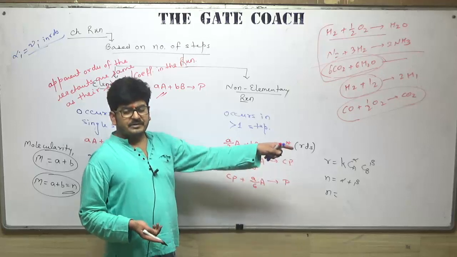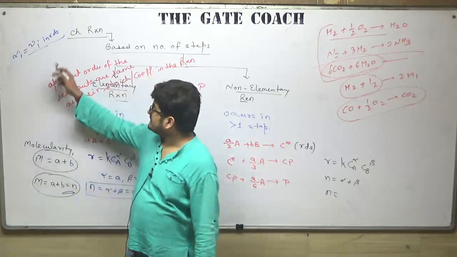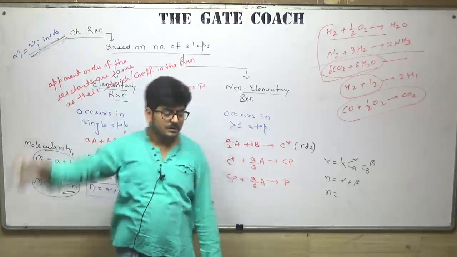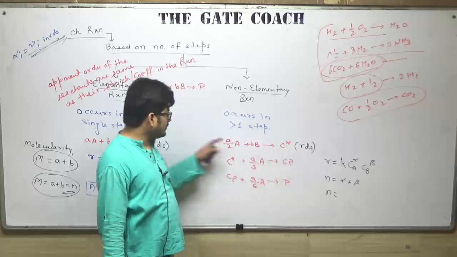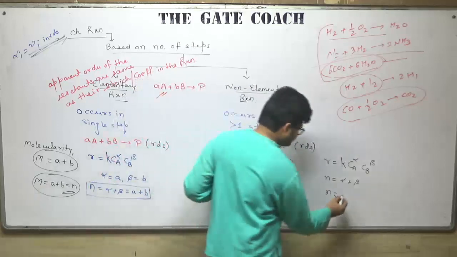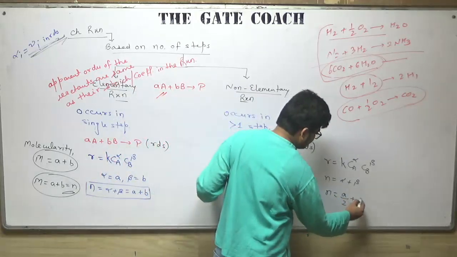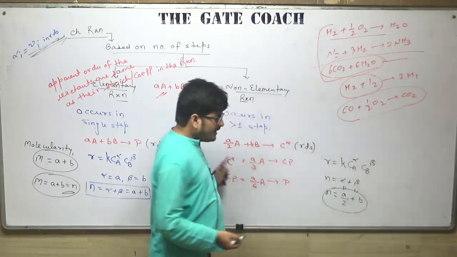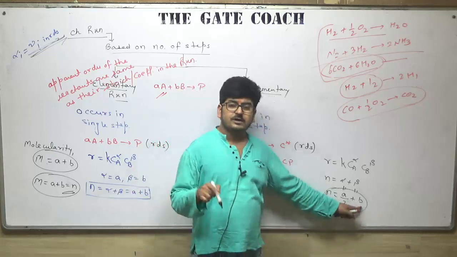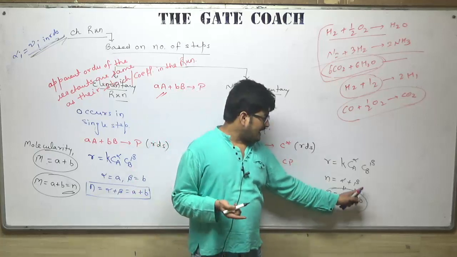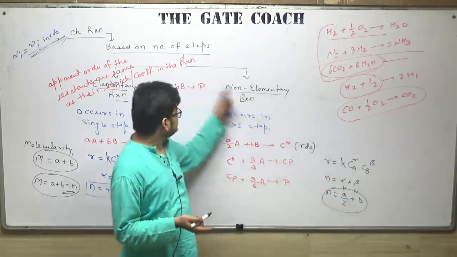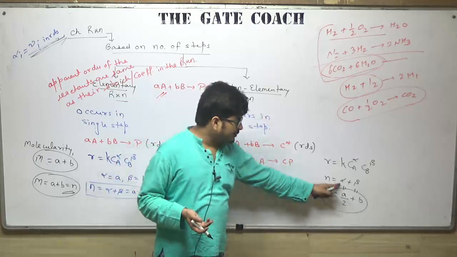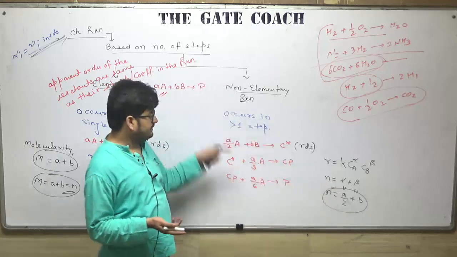According to power law, apparent orders will be same as their stoichiometric coefficient in the RDS, not in the reaction. So in the RDS, alpha is equal to A by 2 and beta is equal to B. And here you can see that for component B, apparent order is same as their stoichiometric coefficient in the reaction. For component A, it is different.